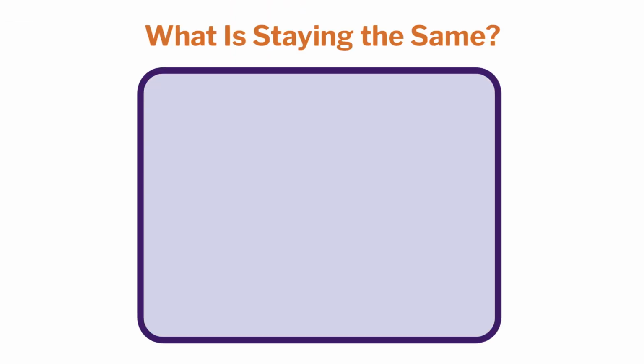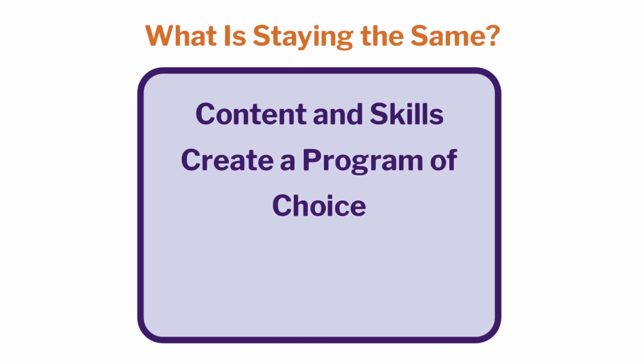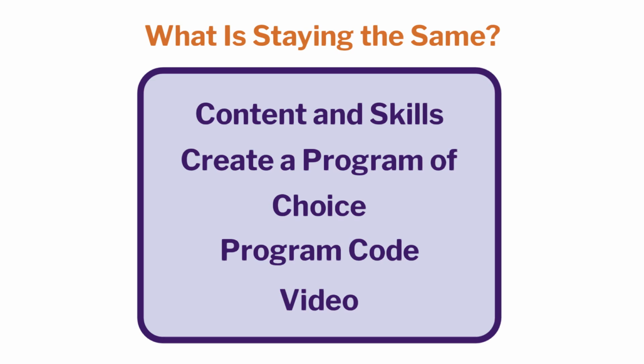What is staying the same? No changes are being made to the content and skills of the AP CSP course. Teachers should continue to use the same content and skills materials to prepare students. Students will still generate a program of their choice that meets the current program requirements. The requirements for the program are not changing. Students will still create a PDF of all their program code. Students will still create a video of their program running.